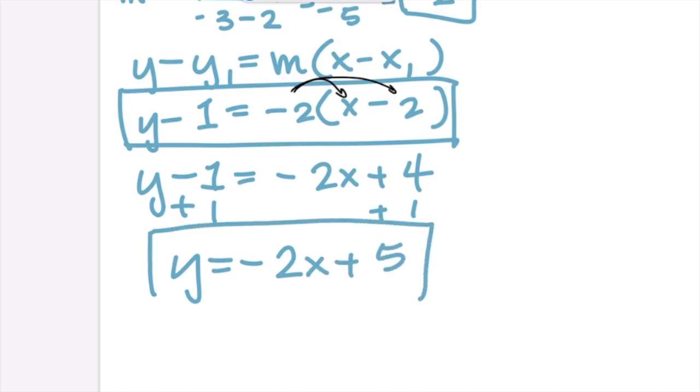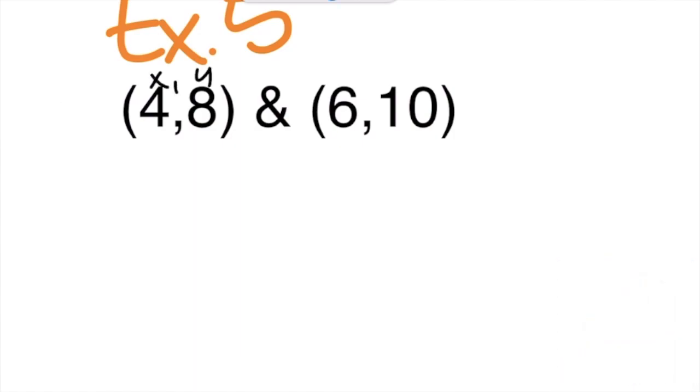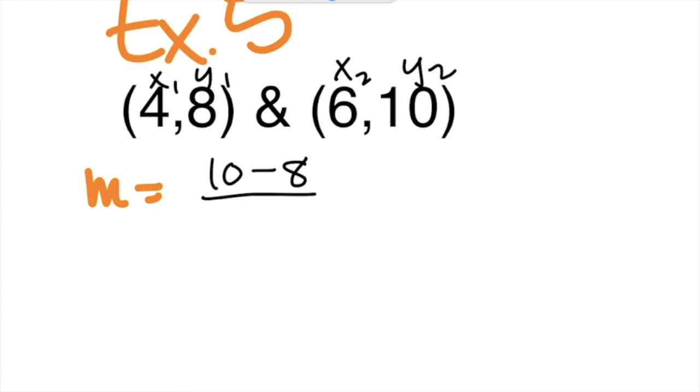And that's slope-intercept form. All right, next one, here's our x1, y1, here's our x2, y2. So we've got to find our slope first. So y2 is 10 minus y1 is 8 over x2, which is 6, minus x1, which is 4. 10 minus 8 is 2. 6 minus 4 is also 2. So our slope is 1.